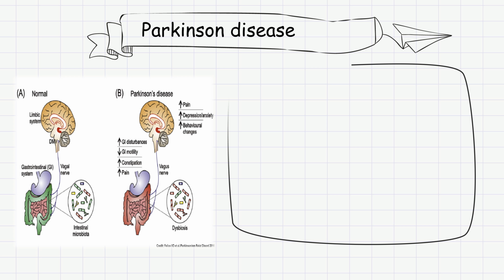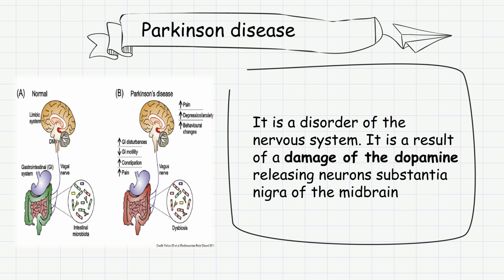Let's see another disease, Parkinson's disease. Parkinson's disease is a disorder of the nervous system. It is a result of damage to the neurons that release dopamine, called the substantia nigra, in the midbrain.